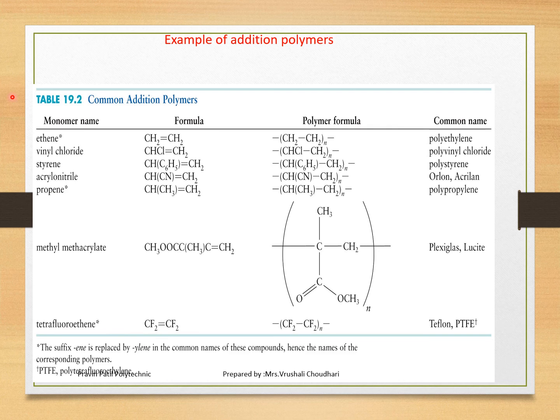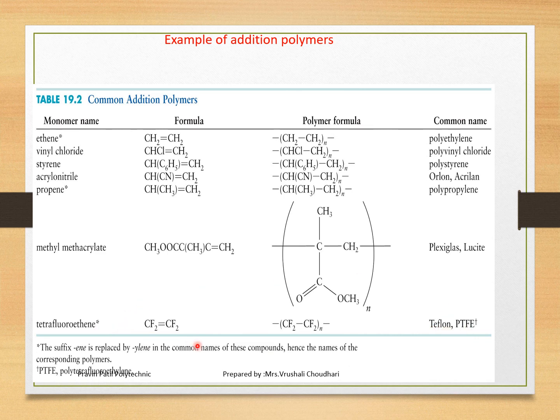In this table we can observe ethene, this is the monomer, and the polymer formation is called polyethylene. Vinyl chloride, chemical formula, when the polymer is formed, the double bond breaks and forms a linkage, called polyvinyl chloride. PVC is used for making plastic pipes. Styrene forms polystyrene. Propene, polypropylene. Tetrafluoroethylene, Teflon or polytetrafluoroethylene.